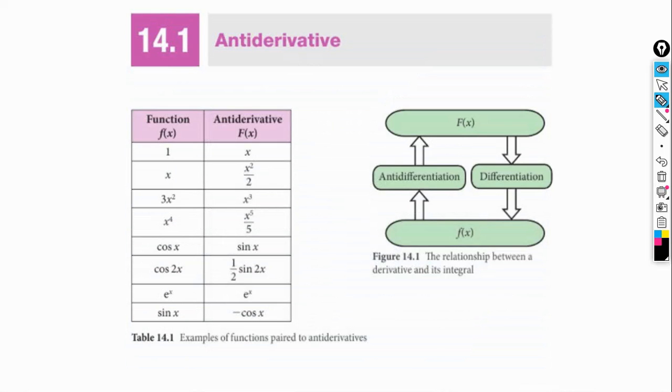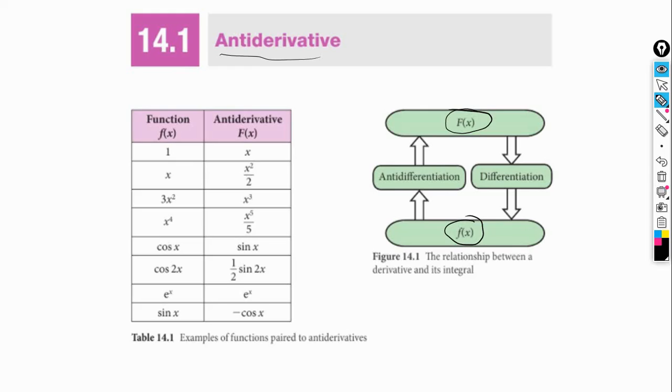So 14.1 refers to the antiderivative. So what is the antiderivative? As the name implies, it is the inverse of the derivative. So if capital F of x is the antiderivative, if we differentiate that, we're going to get f of x, which is the derivative. And if we do the anti-differentiation, we would get to the antiderivative.